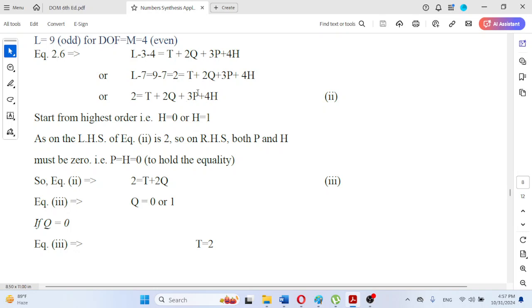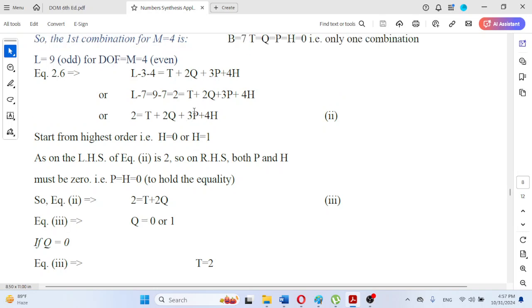If we proceed towards the pentagonal link, again the pentagonal link can also only be 0, because if P is equal to 1, that means 2 is equal to T plus 2Q plus 3, which is also impossible, because 2 minus 3 gives minus 1, a negative number. So both P and H must be 0.